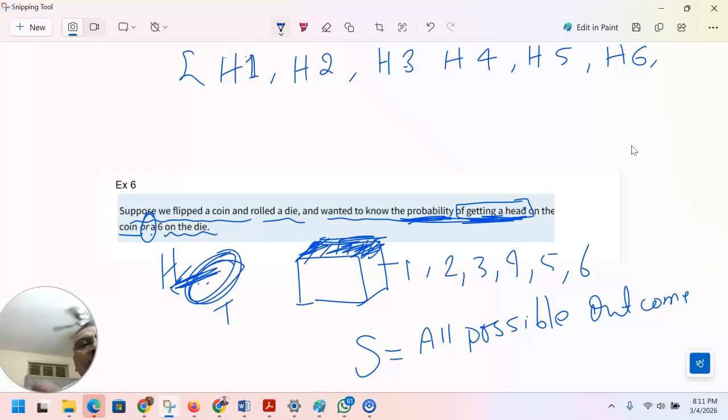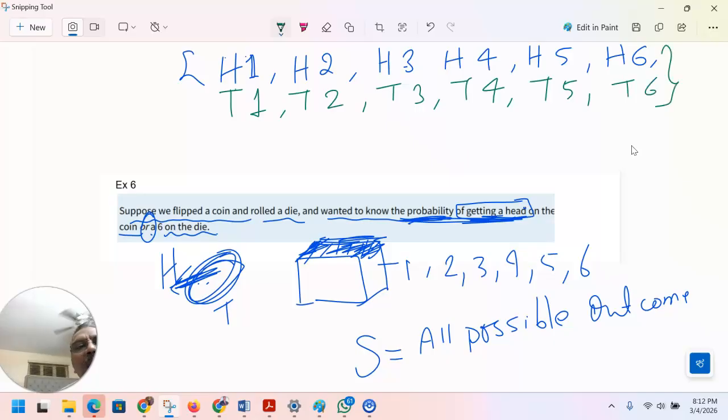Or it could be tail first. So tail first and 1 in the second, tail 2, tail then 3, tail and then 4, tail and then 5, tail and then 6. So how many are there? Okay, so this is a sample space, and you can see there are 12 of them. So what do we do now?